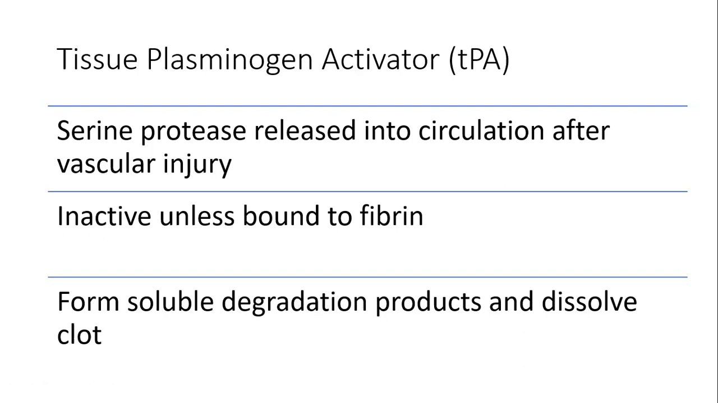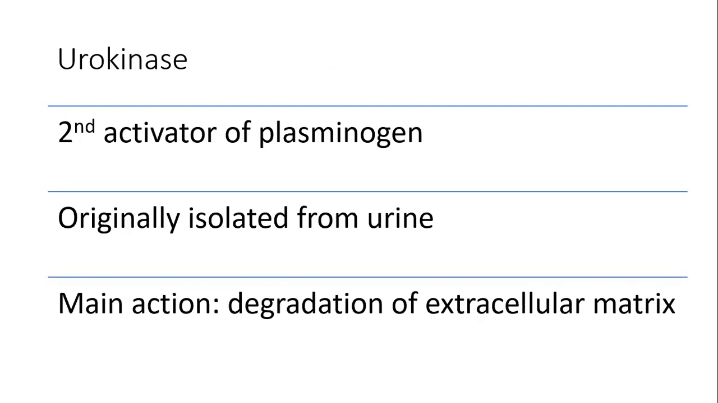So next, you have your tissue plasminogen activator. They are serine proteases that are released in the circulation after vascular injury. Sometimes we can also synthesize it and give it to a patient. They are inactive unless they are bound to fibrin. They form soluble degradation products and dissolve the clot. How do they dissolve the clot? They activate plasminogen to plasmin, and the plasmin will be the one to dissolve the clot.